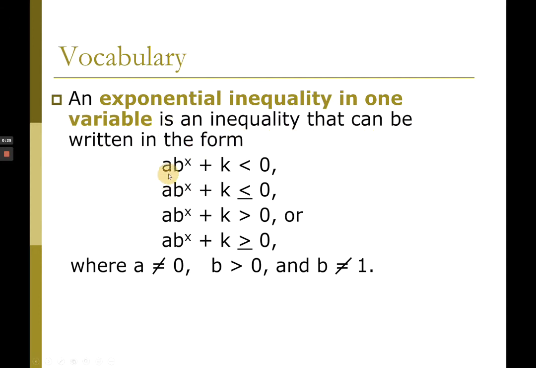An exponential inequality in one variable is an inequality that can be written in the following form: A times b raised to x plus k is less than 0, or less than or equal to 0, or greater than 0, or greater than or equal to 0. For the following conditions, a cannot be equal to 0, b is greater than 0, and b cannot be equal to 1. If these conditions are violated, we will not have an exponential inequality.